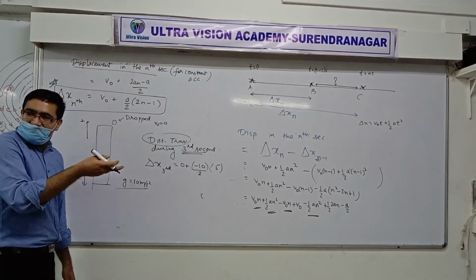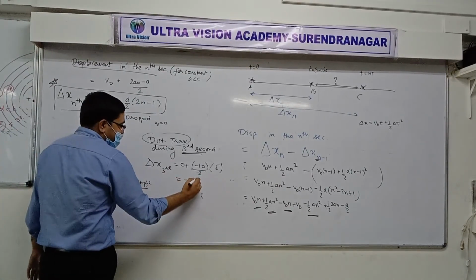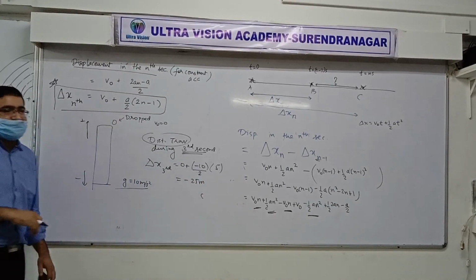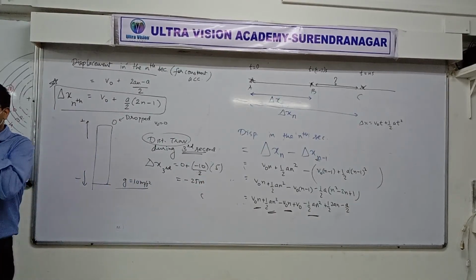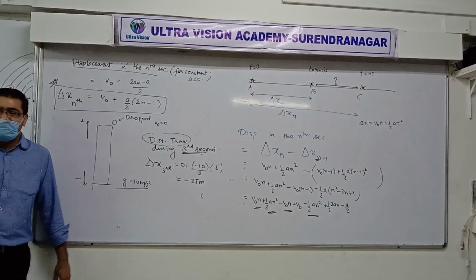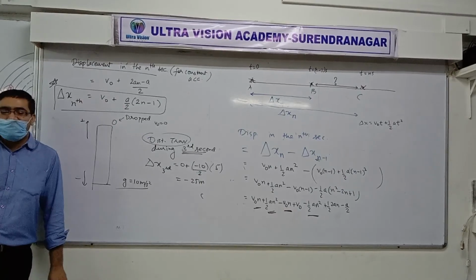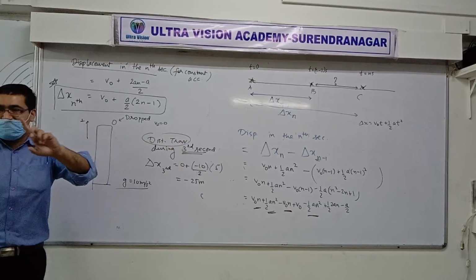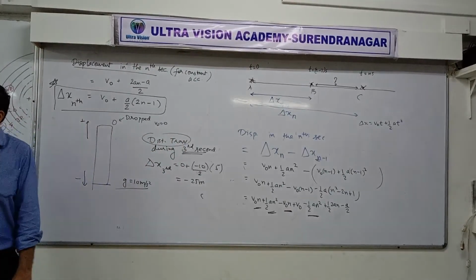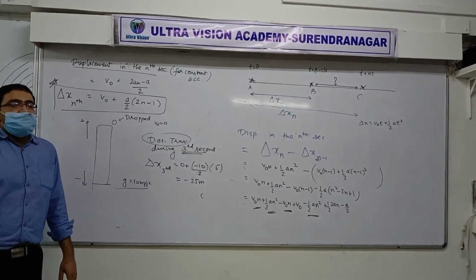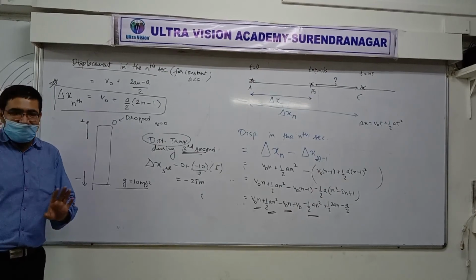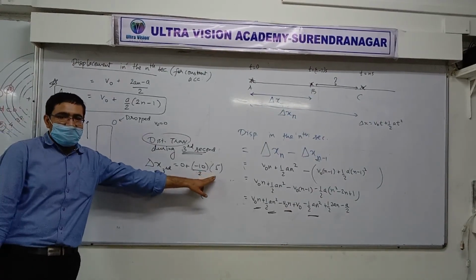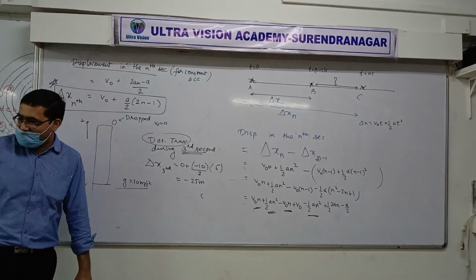Is it okay or not? Yes, sir, this is minus 25 meter. So what's the answer? Is the answer minus 25 or 25? 25, right? Distance traveled is always positive. Is it clear? Got it? Any doubt in this 5?